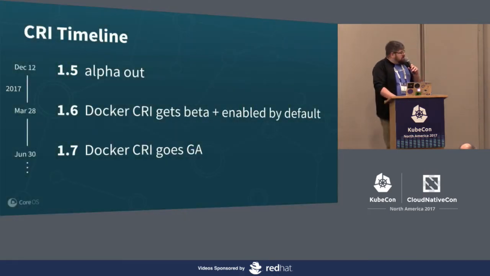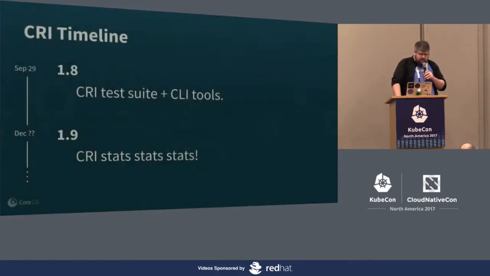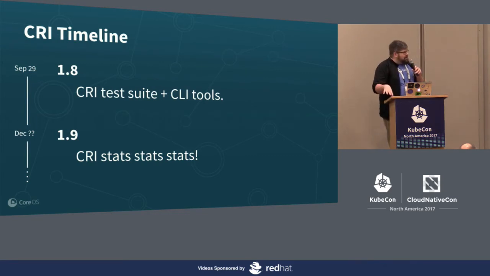And the timeline for this, like we mentioned, late last year, December, the alpha came out, 1.5, 1.6. We got beta enabled for the Docker CRI. In 1.7 this year, about June, we got Docker CRI going general availability. In 1.8, the most recent release that most of us are hopefully on, we had the CLI tools come out. So there's a tool called CRI Cuddle, very cool, very easy to play with. I encourage you all to give it a shot.